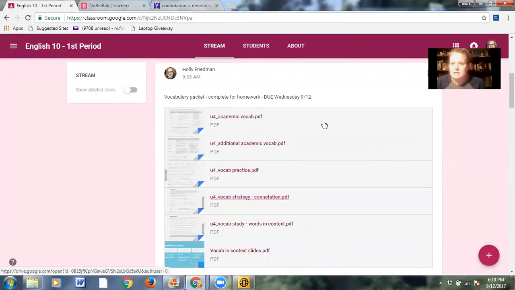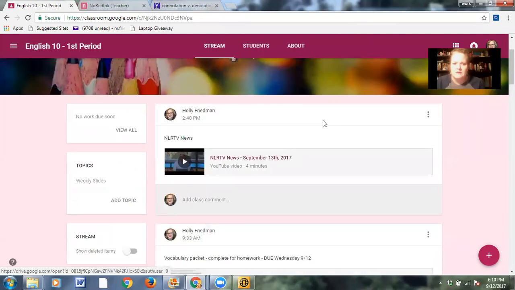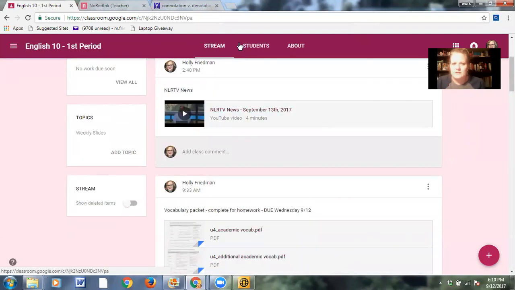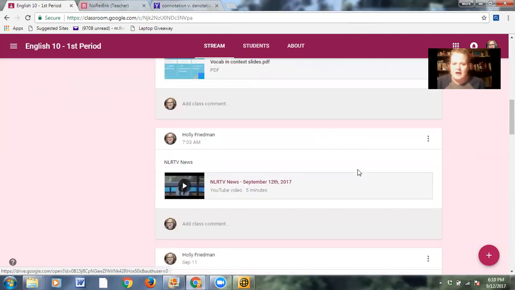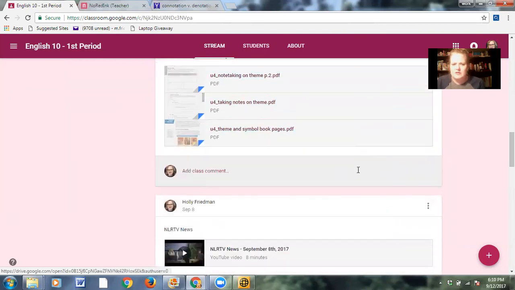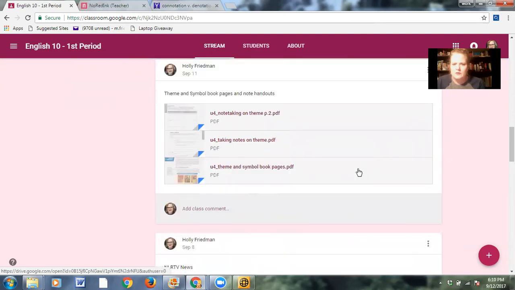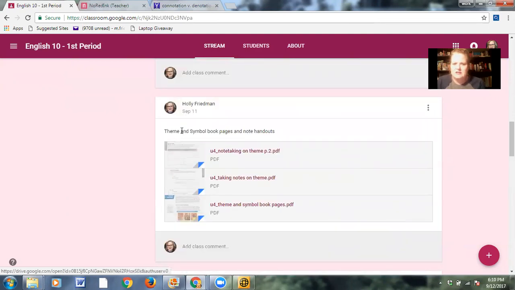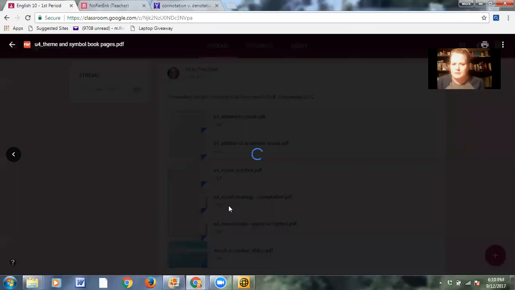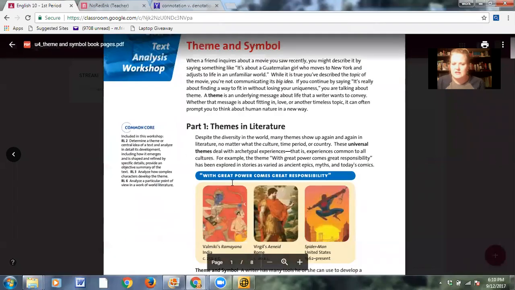So everybody needs to log on to your Google Classroom. This is a first period class. It's a different color, but all the attachments are the same. So I'm going to scroll down just a little bit, and I'm going to show you these were the handouts from yesterday, September 11th, the theme and symbol notes that we took. Okay, these are the pages from the book if you want to open those up to take a look at if you haven't done that assignment yet.